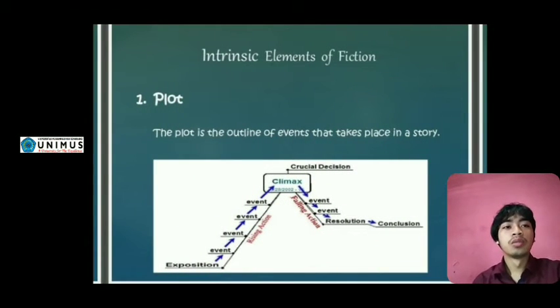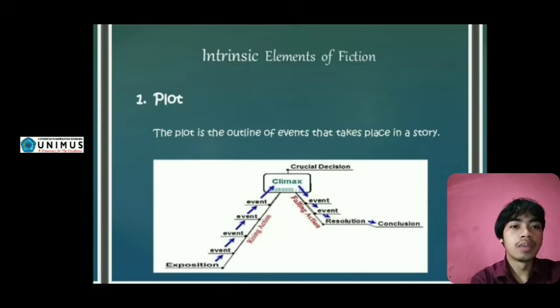And then we want to talk about the elements of fiction. The first is plot. The plot is the outline of events that takes place in a story. This is the example: exposition, rising action, climax, falling action, resolution and conclusion.